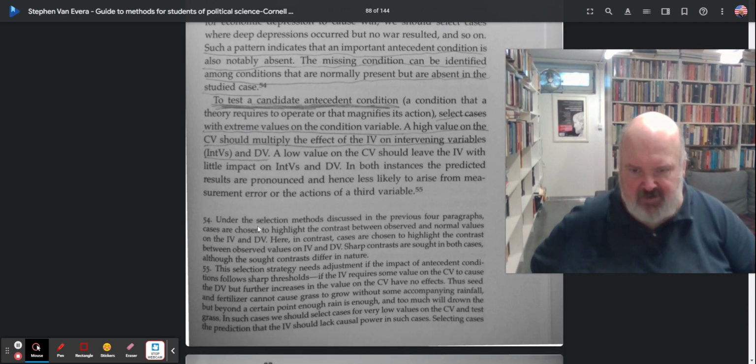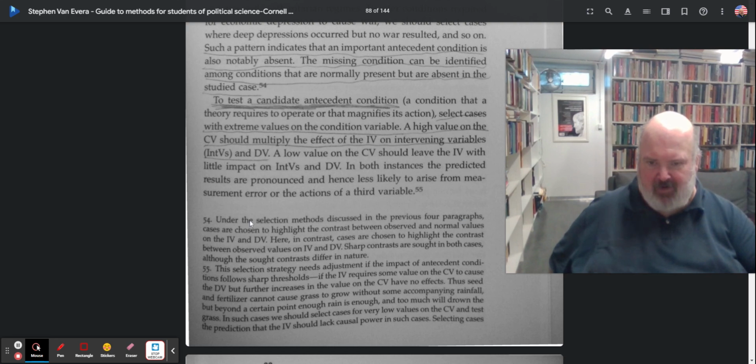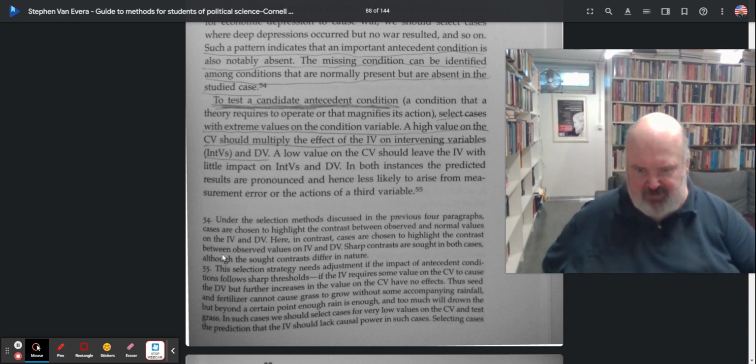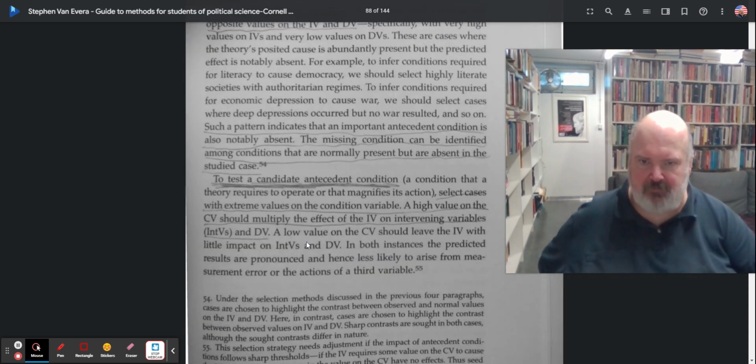94. Under the selection method discussed for the previous four paragraphs, cases are chosen to highlight the contrast between observed and normal values on the IV and DV. Here, in contrast, cases are chosen to highlight the contrast between observed values on the IV and DV. Sharp contrasts are sought in both cases, although the contrasts differ in their nature, in that sense, right?